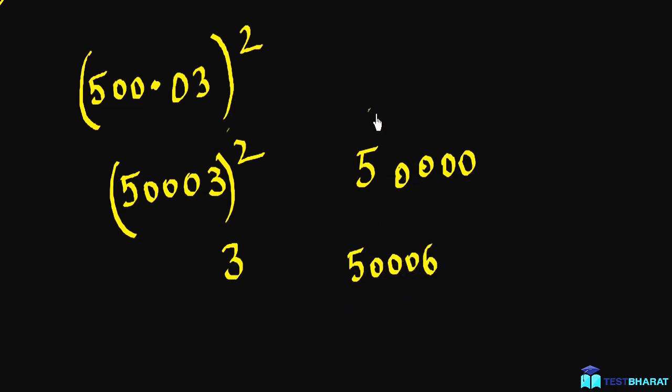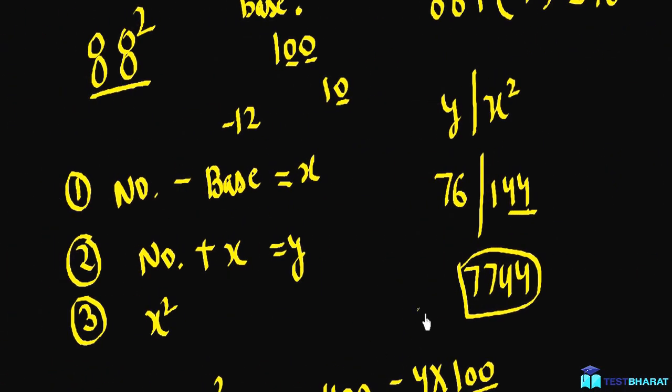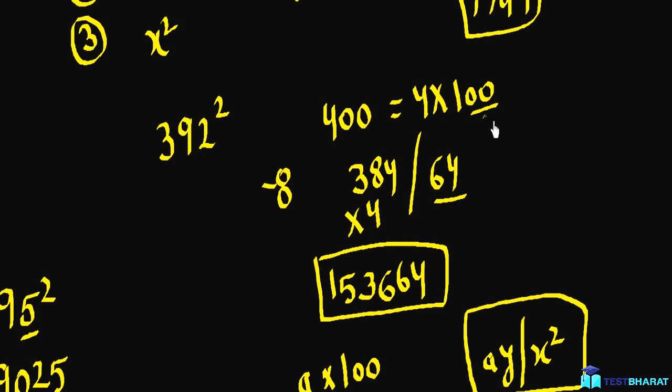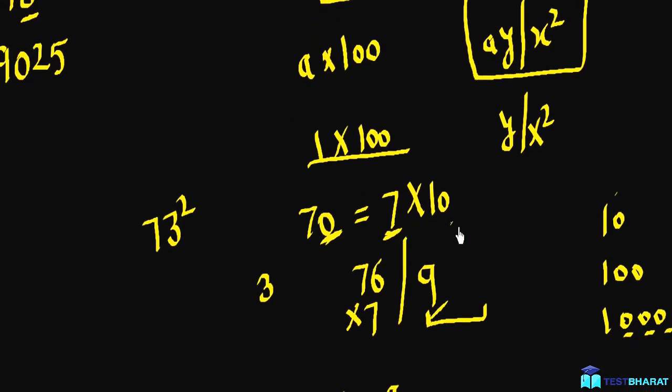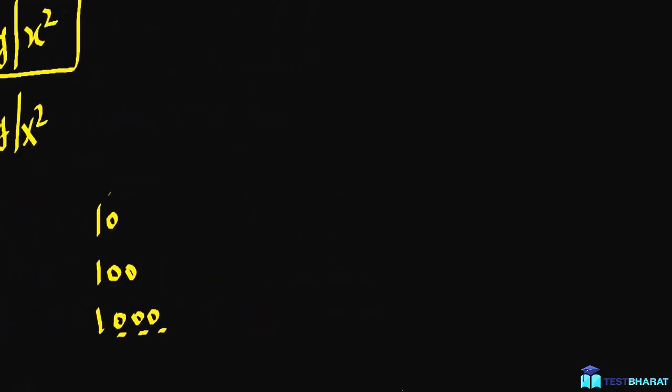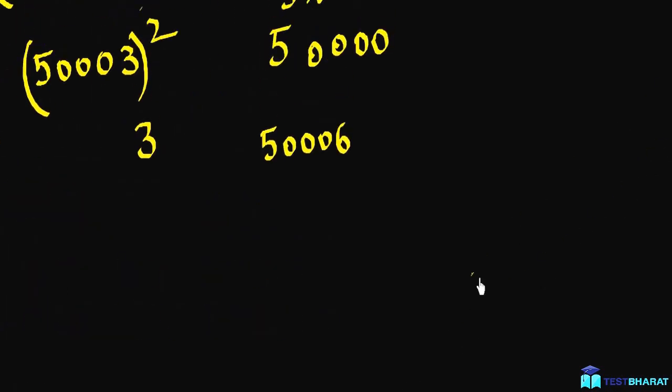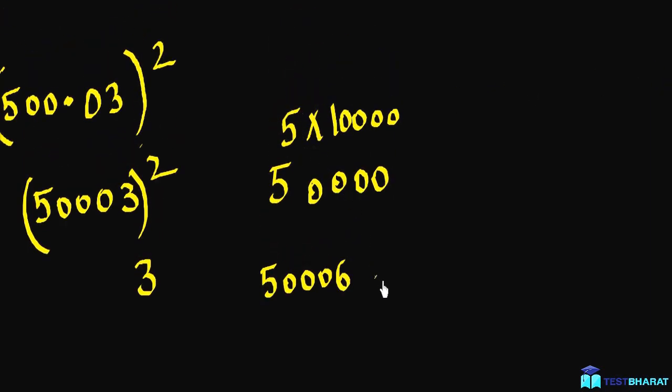Now what is a here? A is 5. You have to segregate it in multiples of 10. So this is 5 into a multiple of 10. Likewise we have done it here as a multiple of 10 for 400, for 70, multiples of 10, 10 to the power of 10, whatever it is. So here we got our a as 5. So we will multiply a y, because our formula is ay and x square.